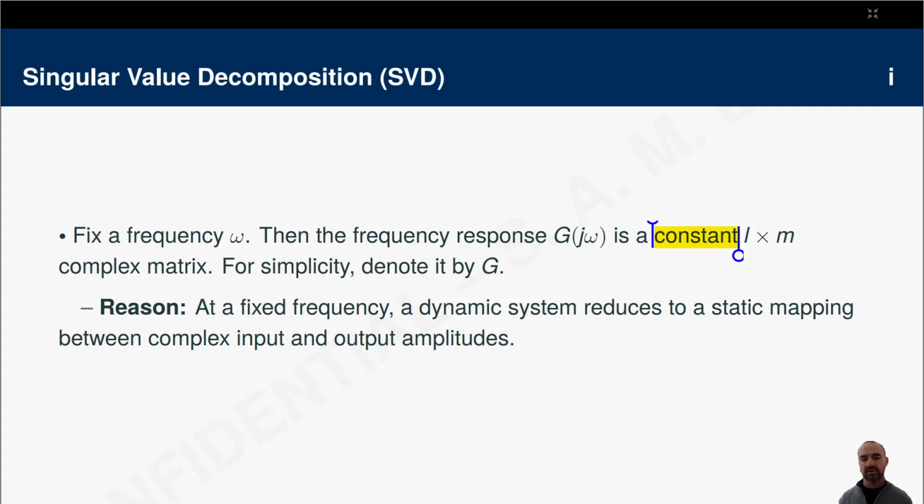So we freeze the time by fixing frequency. Once frequency is fixed, there is no longer dynamics. It is geometry in complex space. It's a static mapping. For students working on mechatronics projects, this is the same idea behind phasors in circuits and vibrations. Dynamics disappear, structure remains.